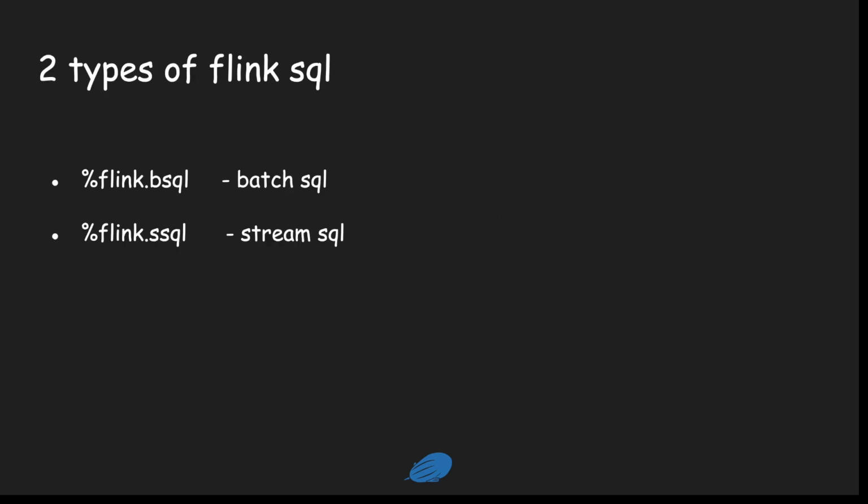So overall, there are two types of Flink SQL. One is %flink.bsql, such as batch SQL. Another is %flink.ssql, such as stream SQL. The difference between them is that underneath the batch SQL, we use the batch table environment, and underneath the stream SQL, we use the stream table environment.